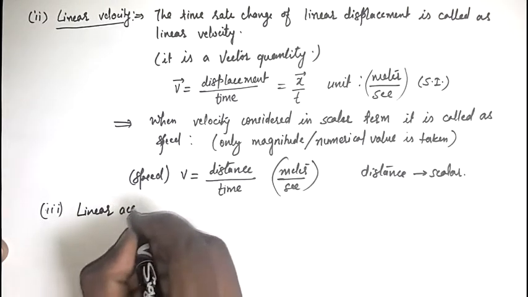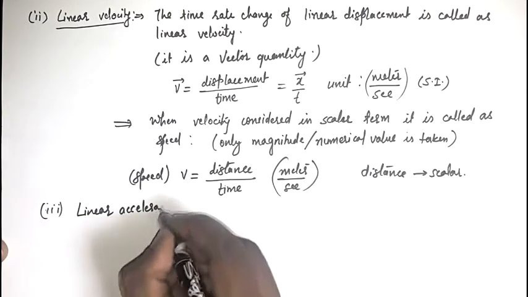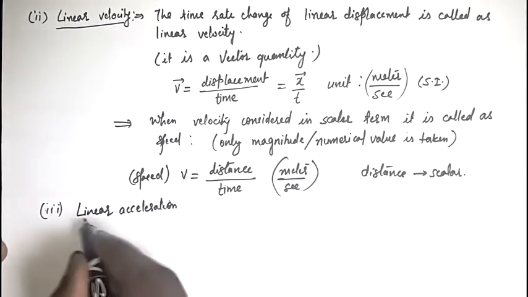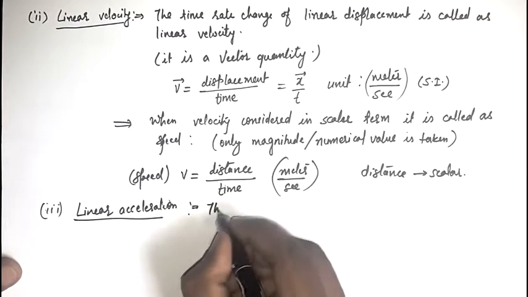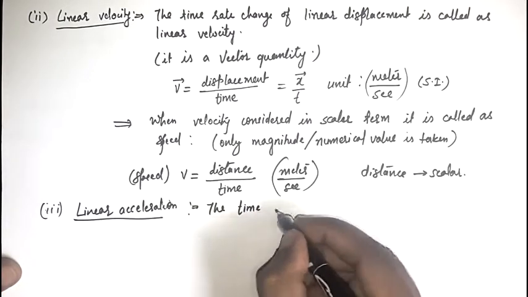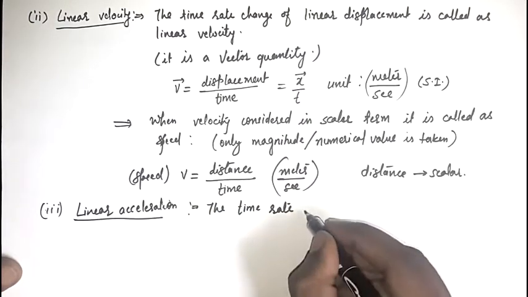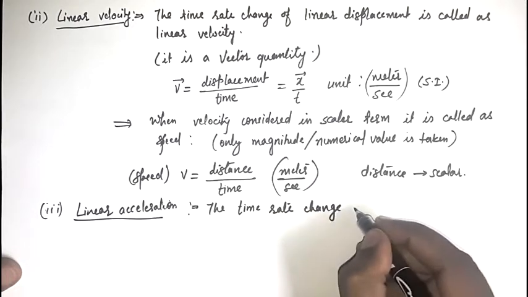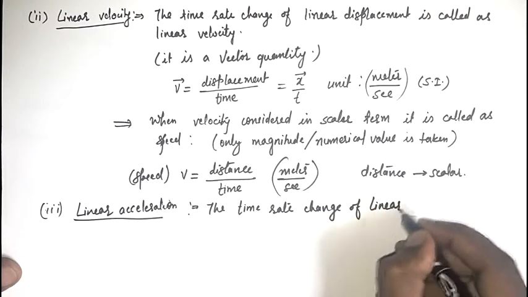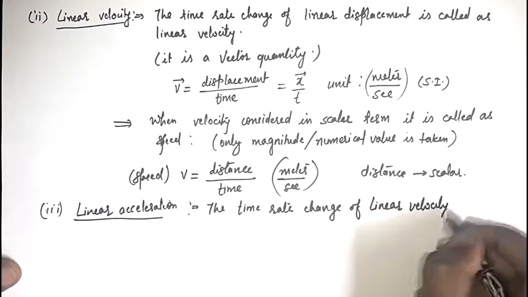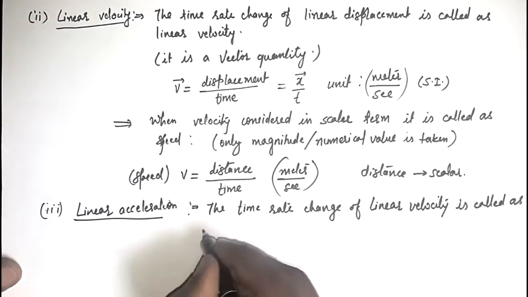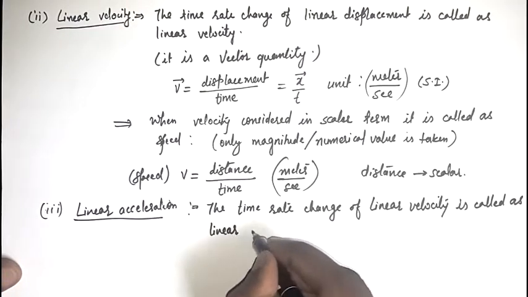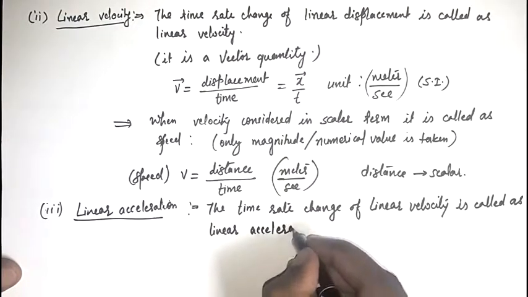The third part is linear acceleration. As we already discussed, velocity is the time rate of change of linear displacement. Displacement gives us velocity, and velocity gives us acceleration. Therefore we write down: the time rate of change of linear velocity is called linear acceleration.